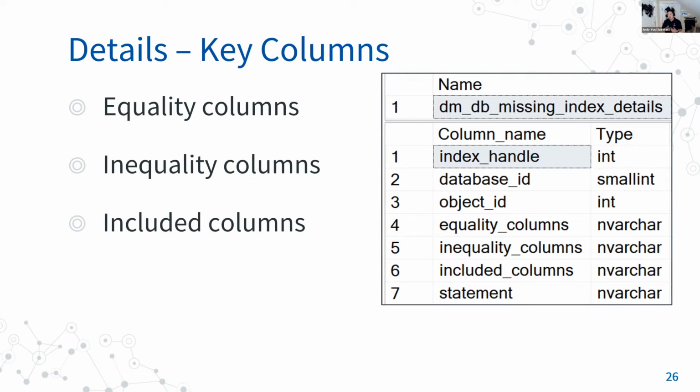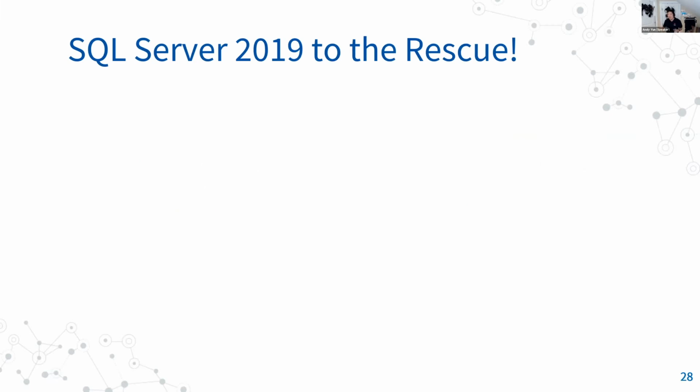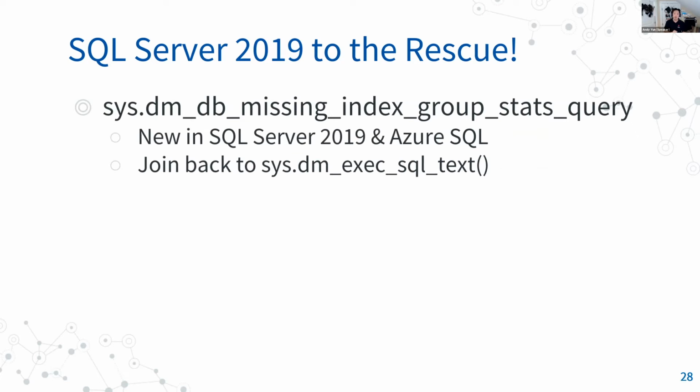Okay. Now, this is all well and good, but there's one key bit of information that's missing from these three DMVs. These DMVs report your missing index recommendations from a workload or server level perspective. They give you no information about which exact queries generated which given missing index recommendation. And that has always been a bit of a challenge. Thankfully, SQL Server 2019 introduces yet another DMV called missing index group stats query.